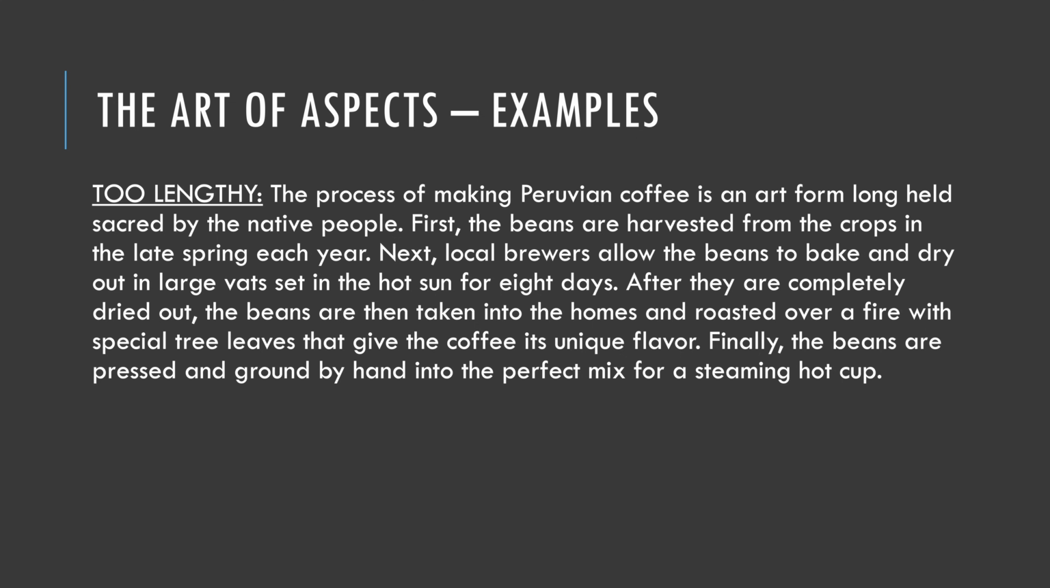The process of making Peruvian coffee is an art form long held sacred by the native people. First, the beans are harvested from the crops in the late spring each year. Next, local brewers allow the beans to bake and dry out in large vats and set in the hot sun for 8 days. After they're completely dried out, the beans are then taken into homes and roasted over a fire with the special tree leaves that give the coffee its unique flavor. Finally, the beans are pressed and ground by hand into the perfect mix for a steaming hot cup.